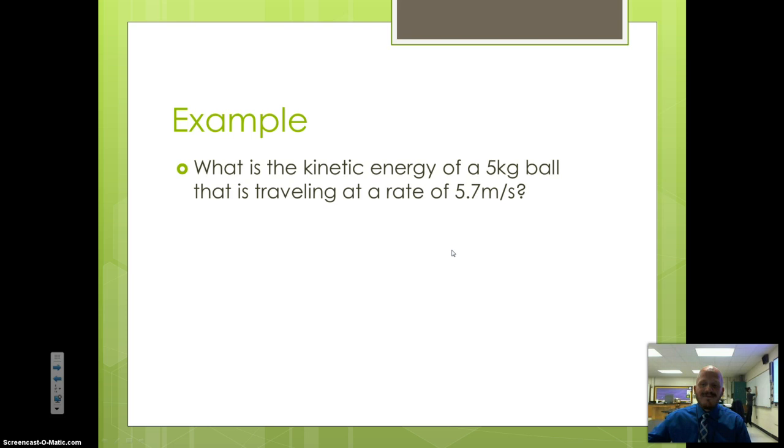So my example is a 5 kilogram ball that is traveling at a rate of 5.7 meters per second. So this is just finding kinetic energy. It's really straightforward. So we're going to find KE. So we have 1/2 times m, which is our mass, which is 5 kilograms, times v squared, so 5.7 squared. Be very careful, order of operations here. You want just the 5.7 to be squared, not everything, which gives us a kinetic energy of 32.5 joules. So with all this information, we're going to have 32.5 joules of energy.